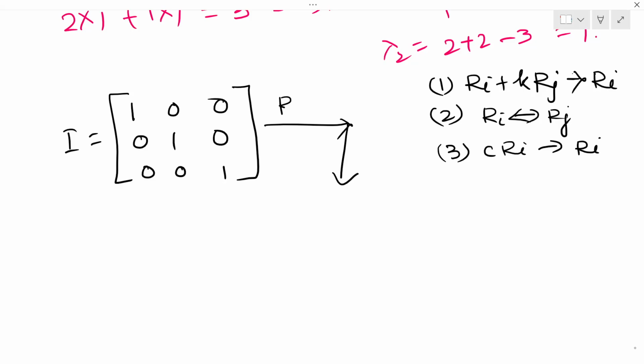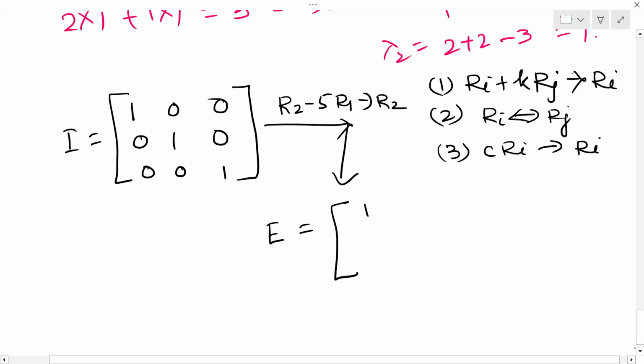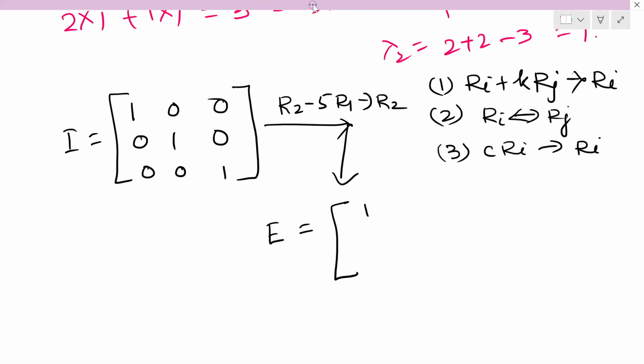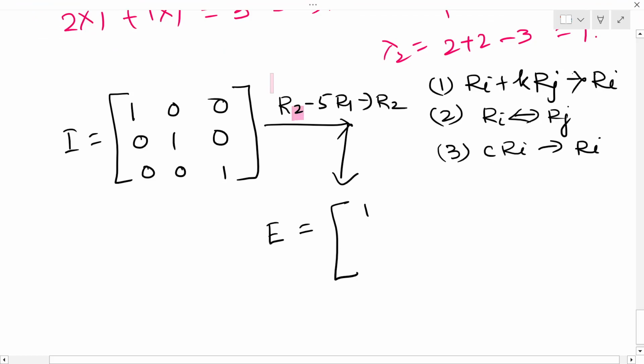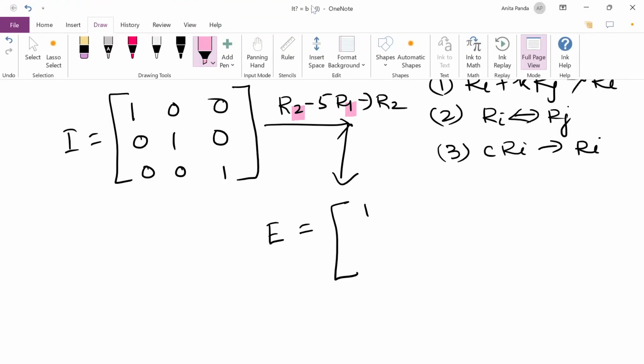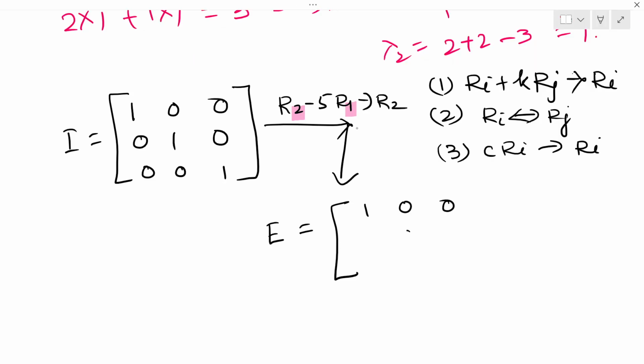Suppose I have done R2 minus 5 R1 stored in R2. This operation I have done. So how to get the corresponding elementary matrix? I will write every element of the identity matrix other than the 2 1 position, except the 2 1 position. So how much is it? 1 0 0, 1 0 0, 0 1.